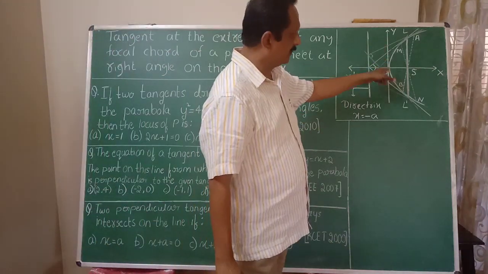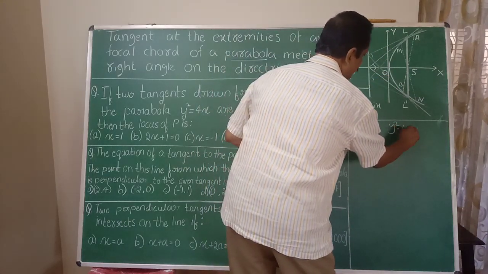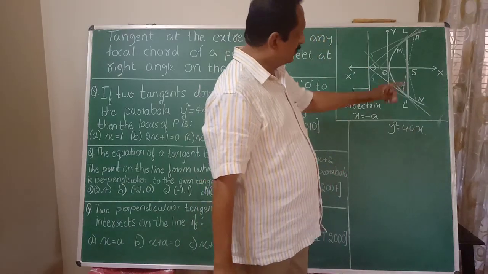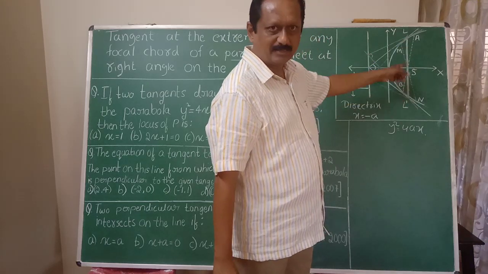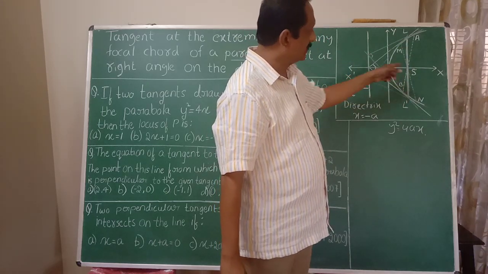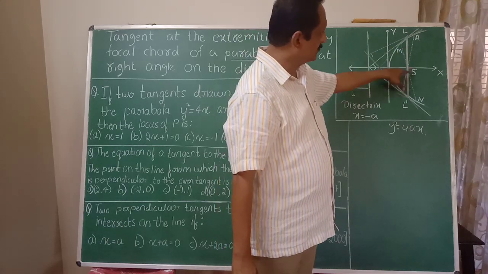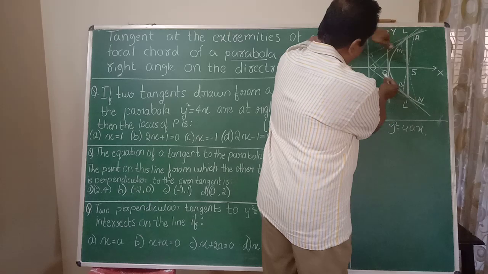Here is the parabola. The equation of the parabola in this case is y square is equal to 4ax. Here L dash L is a latus rectum. It is a line perpendicular to the axis and passing through the focus S. At the end points L and L dash, these are the tangents here.